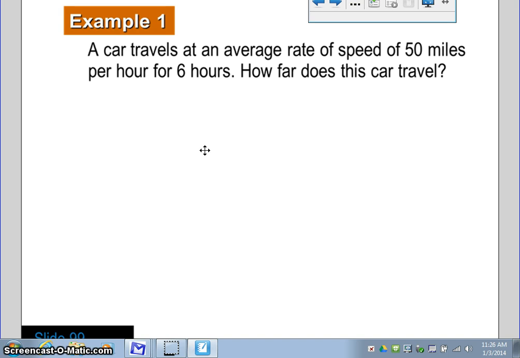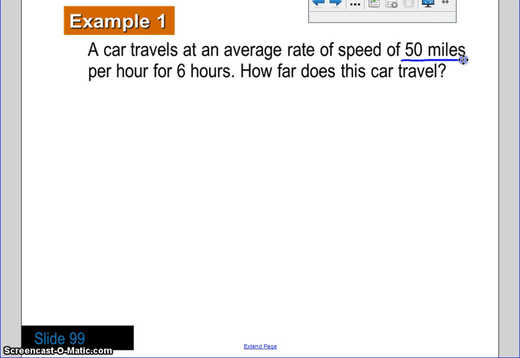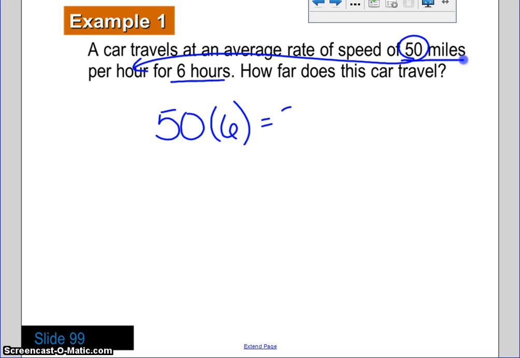It says a car travels at an average rate of speed of 50 miles per hour for 6 hours. How far will this car travel? So it's key here, it says it goes 50 miles each hour. And it's going for 6 hours. So we're going to take the 50 and we're going to multiply it by the number of hours they traveled. And in a 6-hour period, they went 300 miles.